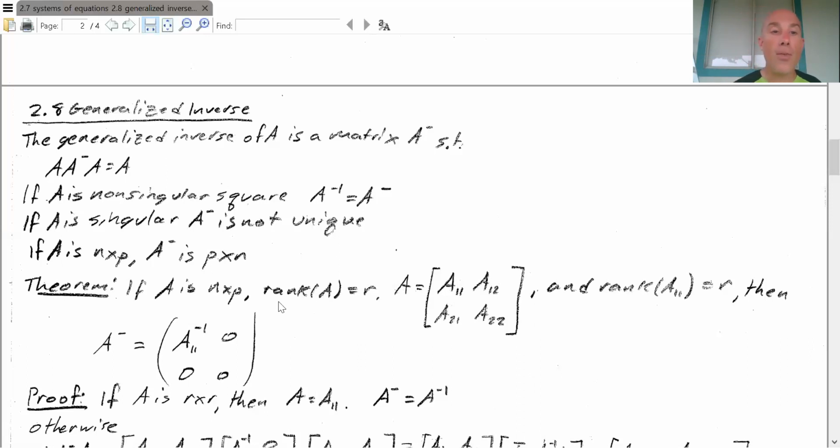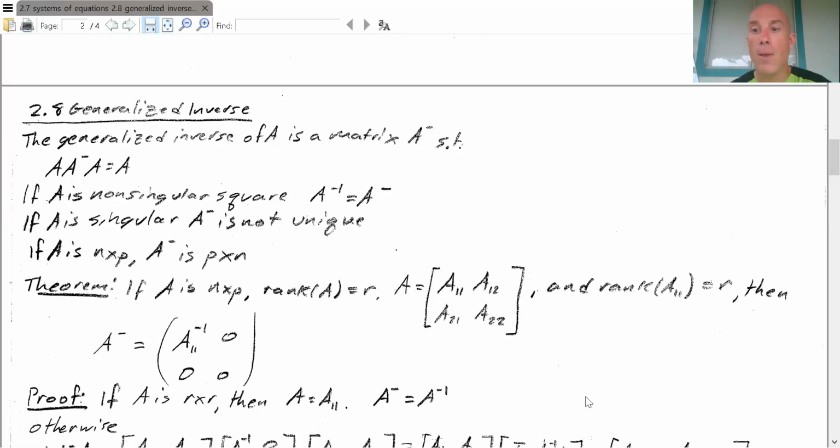All right, let's look at a theorem. If A is n by p, the rank of A is R, and A is equal to this block matrix, and A11 has rank R, then one of the generalized inverses is going to be the block matrix in the upper left-hand corner inverse, and then the rest are zeros. Okay, so let's pause for a moment.